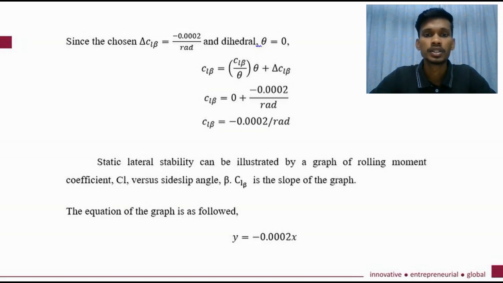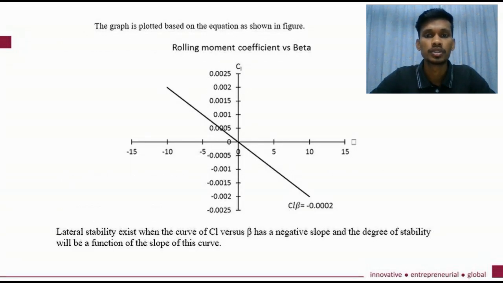Static lateral stability can be illustrated by a graph of rolling moment coefficient CL versus side slip angle beta. CL beta is the slope of the graph. Therefore, through calculations, the equation of the graph is obtained as shown, which is y equals negative 0.0002x. Based on the equation, the graph is plotted, as shown in this slide. It can be seen from the graph that the aircraft is laterally stable.